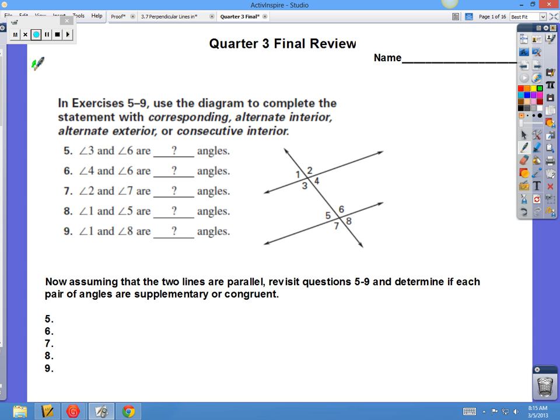So remember, you can use notes, and for this slide right here, your notes come from the very first lesson, 3.1, and they're all on that kind of yellow colored paper. So let's see if we can use the diagram to complete the statement with either corresponding, alternate interior, alternate exterior, or consecutive interior. Number 5, 3 and 6.